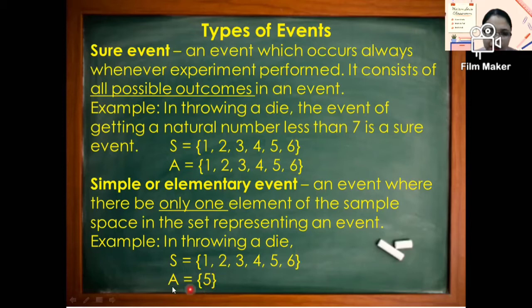Pero kung papansin din natin, ang ating event A ay equal daw po sa set of number which is 5. Huwag din pong kakalimutan na lagi pong maglalagay ng bracket. Halimbawa, pwede rin naman niyang maging 1, pwedeng maging 2, 3, 4, and 6. Basta isa lang siya.